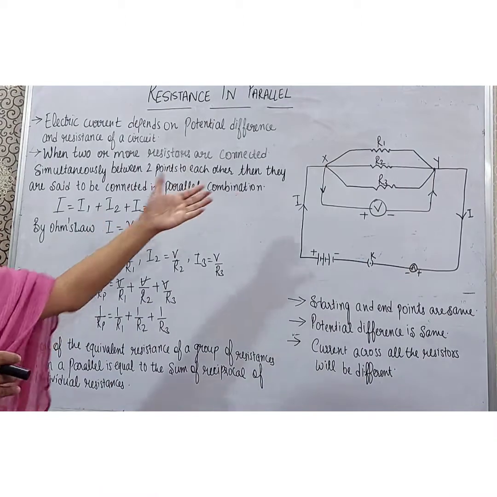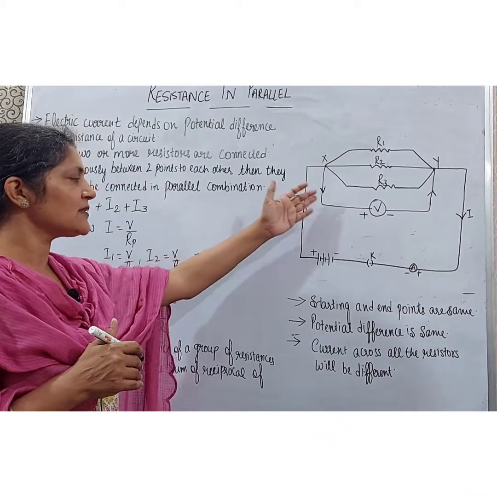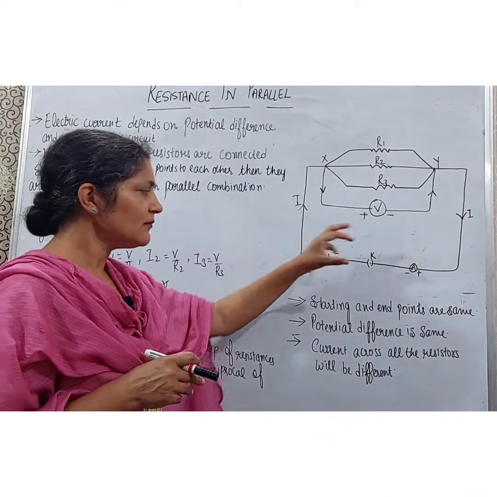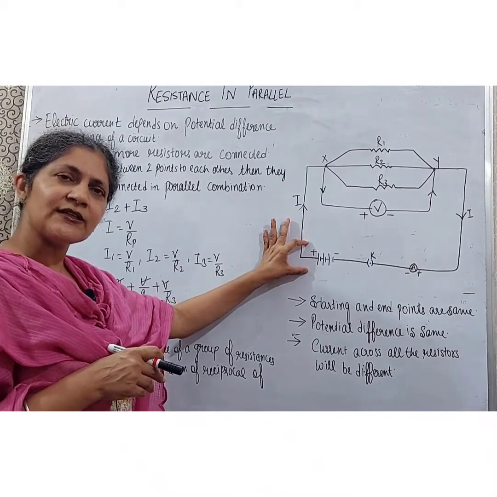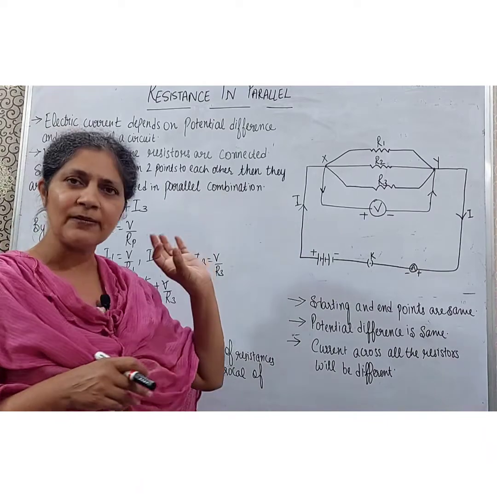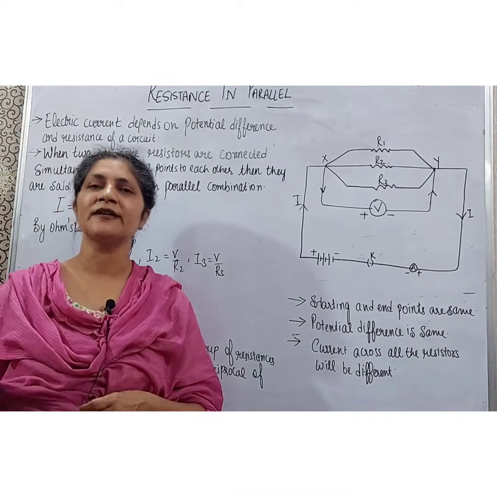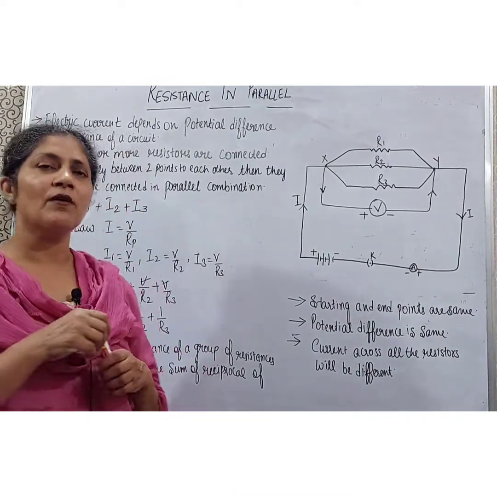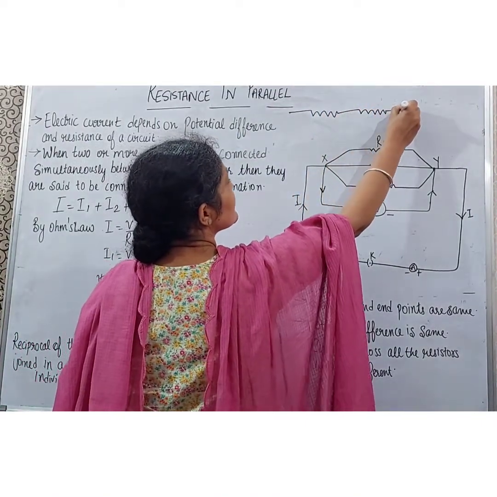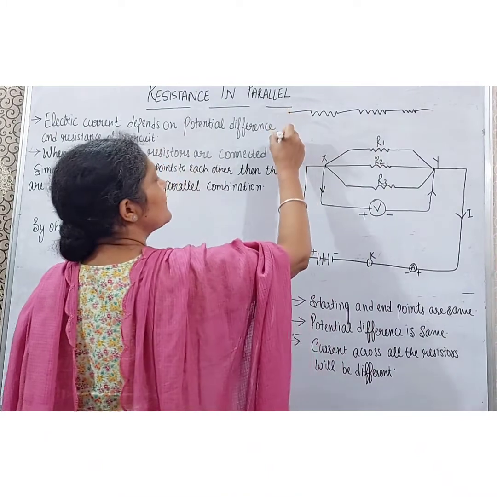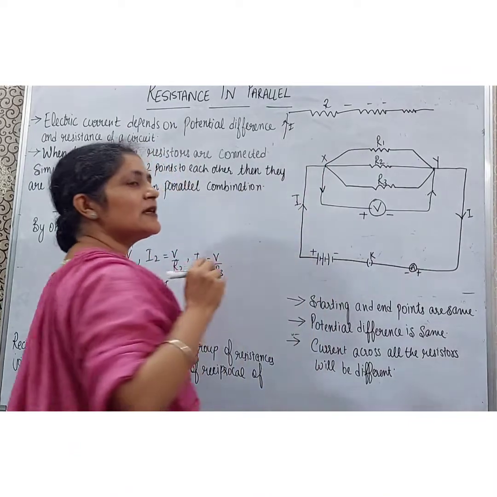Now students, here I have drawn a diagram in which I have shown 3 resistors and a voltmeter. Now I will connect all this with a battery. When I connect it with the battery, the potential difference is established and the current will start flowing. In resistance in series, we discussed that the electric current between all the resistors remains the same.